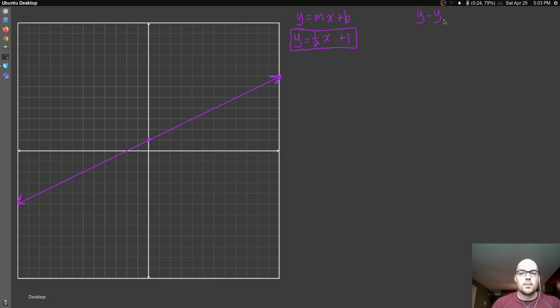But there's also point-slope form, which looks like this: y minus y1 is equal to m times x minus x1, where the x1 and y1 are any point on that line. So I'm just going to pick an easy one and choose (2, 2). Try that point there.